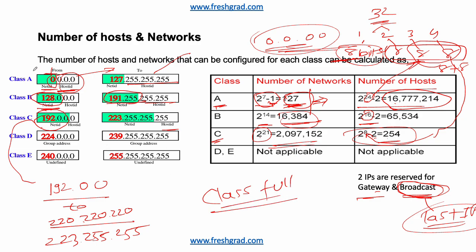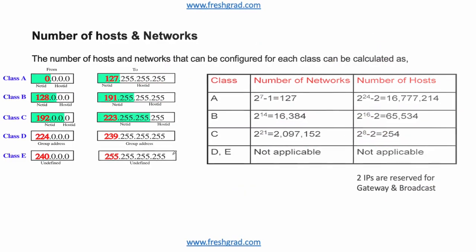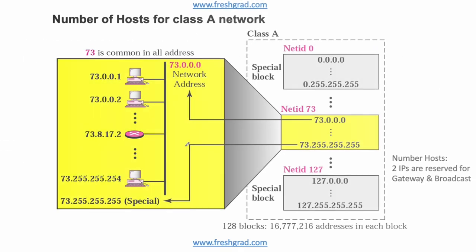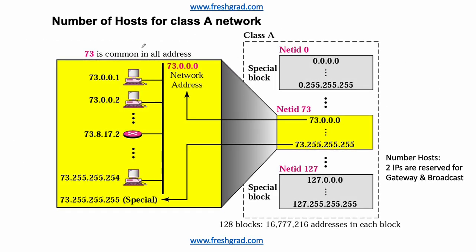So again, remember when we go from class A to class C, our network ID becomes larger and the number of hosts becomes smaller, right? In class A, you can have so many hosts, and in class C, you have fewer hosts. You can have only 254 hosts. So let's take a look at how class A networks look.